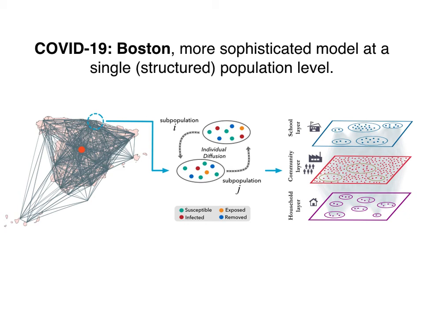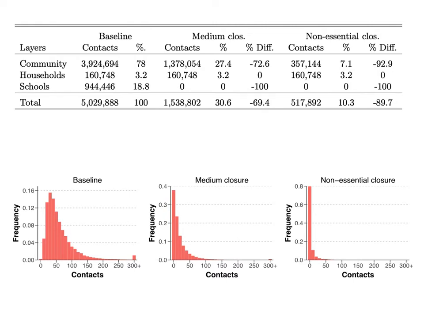For the case of Boston, in any case, as the city was in lockdown and the importation of cases is negligible, we can consider that this population is isolated and closed, and that we can safely work with only one subpopulation. The data also reflects the different degrees to which the lockdown reduces the contacts. You see in the bottom panels the reductions in the baseline scenario. That means the normal mobility, so you don't do anything. Medium close implies a reduction in the number of contacts in the community of around 72%, and a school closure. And non-essential closure implies a 92% reduction in the community, plus schools that were already closed.